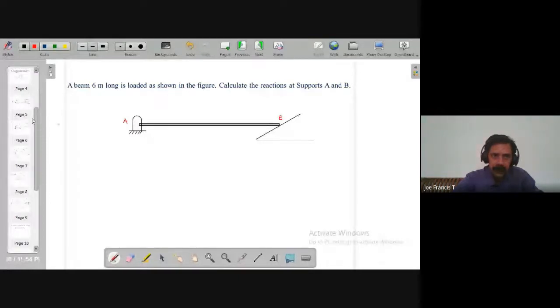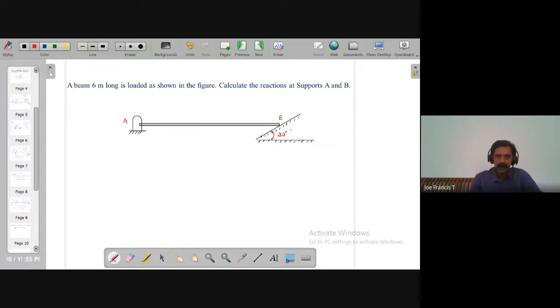I'll put it in black color. It is an inclined surface like this, an inclined support. Until now we have dealt with horizontal or vertical supports. The only difference here is this inclined support. Okay, now this is making an angle of 30 degrees here. I'll put it as 30 degrees.